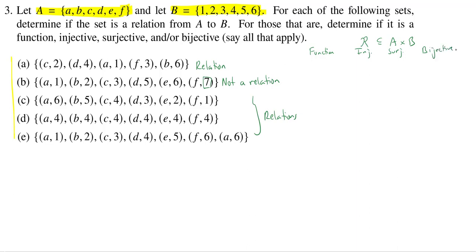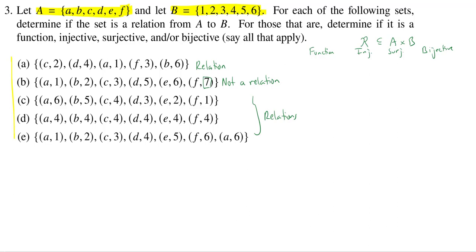Now, the important thing for being a function is that you cannot have the same element of A paired off with more than one element of B. And every element of A does have to get paired off with at least one element. If you combine those two statements, every element of A has to be paired off with exactly one element of B.